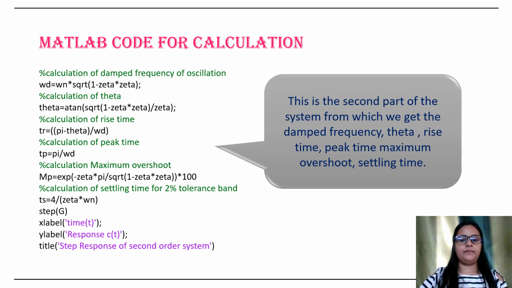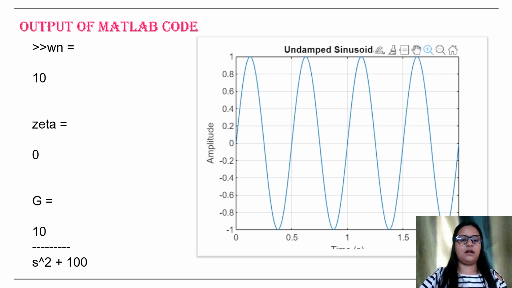This is the second part of the system, from which we get the damped frequency, theta, rise time, peak time, maximum overshoot, and settling time. This is the output of the system. This one is the graph of the undamped system.